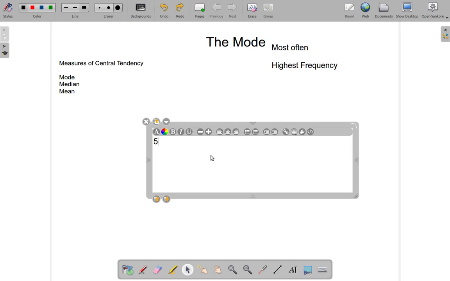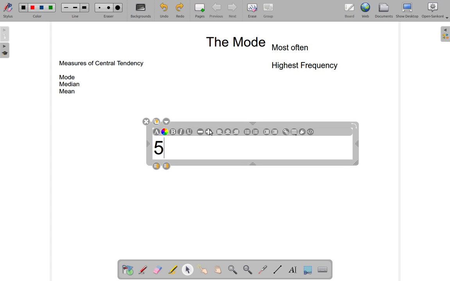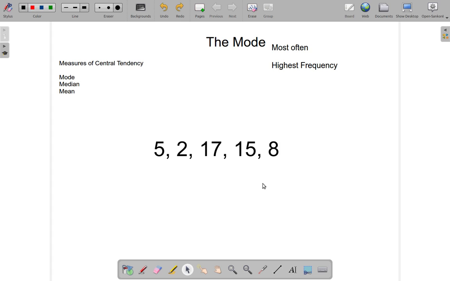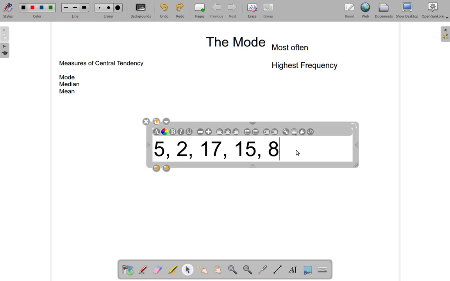We have 5. I want my numbers to be a bit larger. 2, 17, 15, 8. Question: what is the mode? Let me see. 5 is there only one time, 2 is there once, 17 once, 15 once, 8 once, but there's no mode here, right? We need to have a number that is there more often than other numbers, so we don't have a mode. So let's go on and try again.